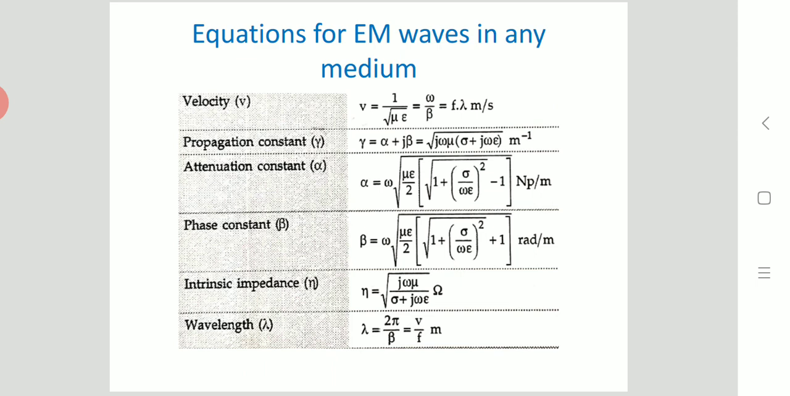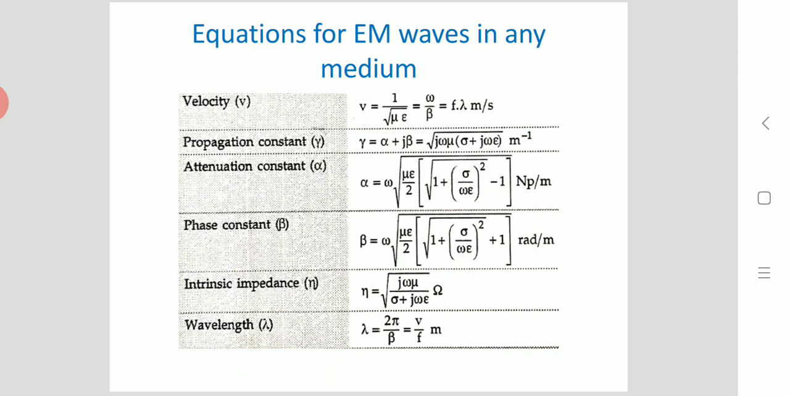Now we go to the propagation constant, that is gamma. Gamma is equal to alpha plus j beta, that can be simplified as root of j omega mu into bracket sigma plus j omega epsilon, that is meter raised to minus 1. These are the equations which have been formulated, and there is no need to go for the derivation part, you just need to know the equations.